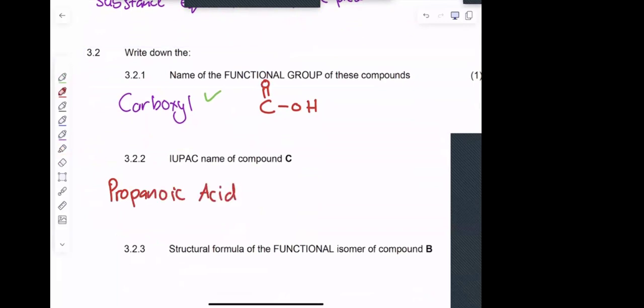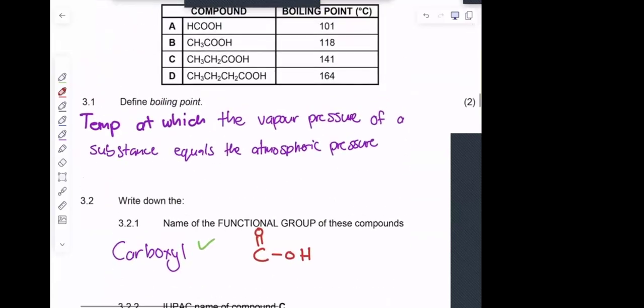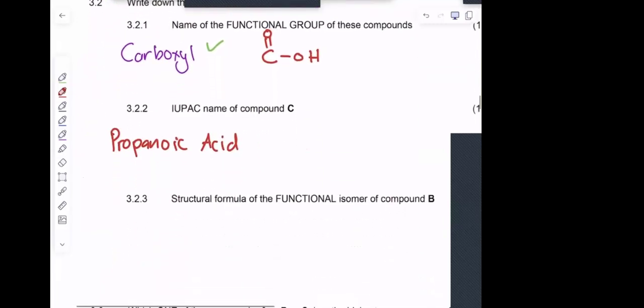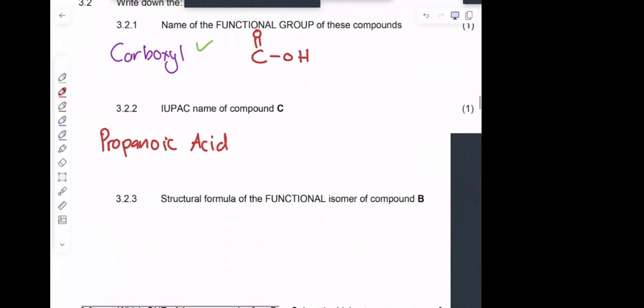Awesome. 3.2.3, they want the structural formula of the functional isomer of compound B. Let's quickly look at what compound B is. Compound B is CH3COOH. I'll write it down here. So compound B is CH3COOH. What is the functional isomer of that compound B?